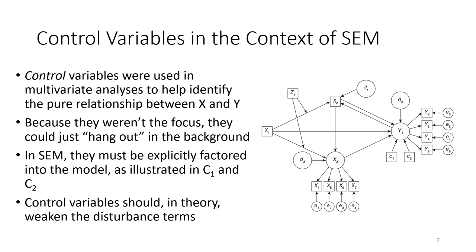But in structural equation modeling, they have to be explicitly factored into the path diagram. And you can see here, I have included two control variables, C1 and C2. These are just below Y1, just below our outcome variable here. And both C1 and C2 are single item measures. You can see that they're indicated by squares and not circles. And essentially what we're doing is we're saying, yes, we assume this complex relationship between X1 and Y through X2 and X3, but we also recognize that there are other variables, for example, C1 and C2, that can also influence Y. So in theory, when you include control variables like this, your disturbance term should go down. It should weaken because you're suddenly explicitly modeling additional potential effects in your model.